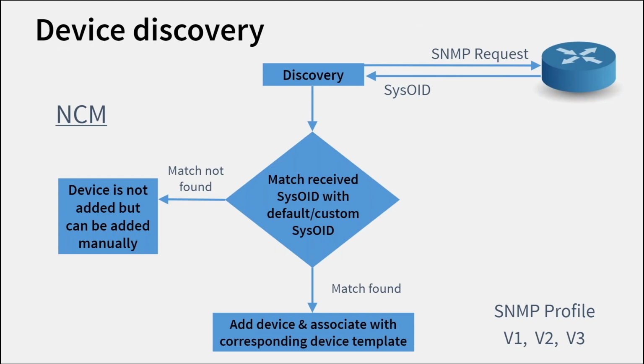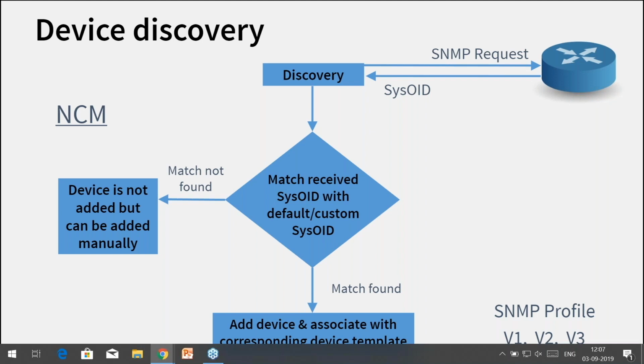The discovery engine in NCM first sends an SNMP request to the device. So in response, the device sends its sysobject ID back to the discovery engine. The discovery engine then tries to match the received sysobject ID with the default or custom sysobject ID already present in its database. If a match is found, the device is added, and if not, it is not added, but you can add it manually, which we'll be looking at later in the training. So let me show you this in the UI.